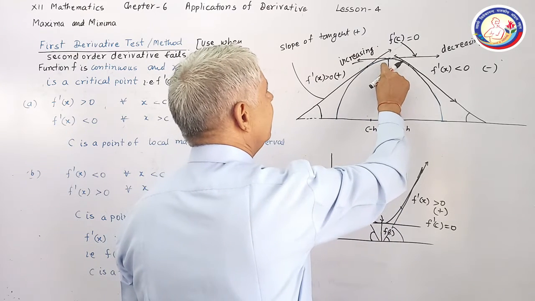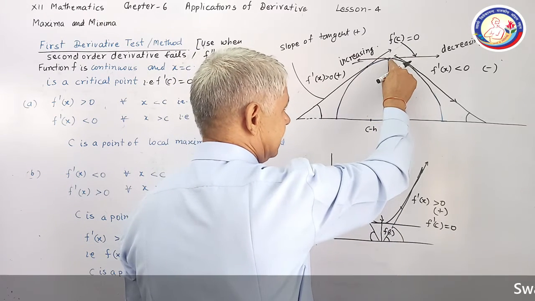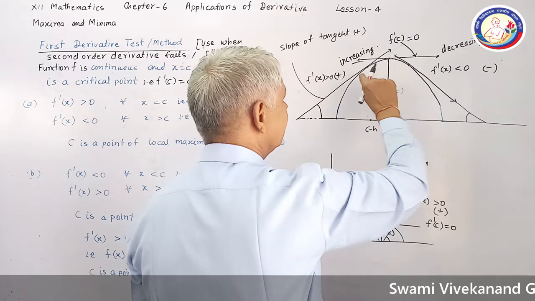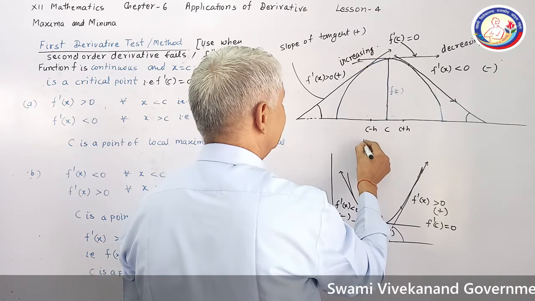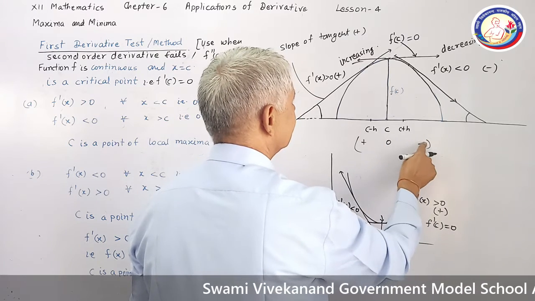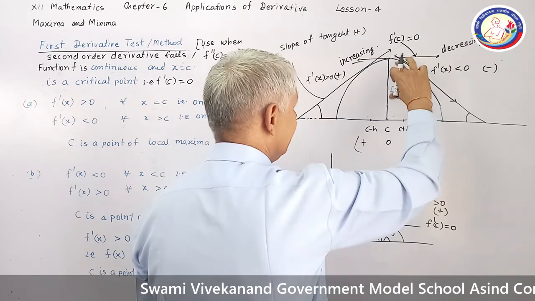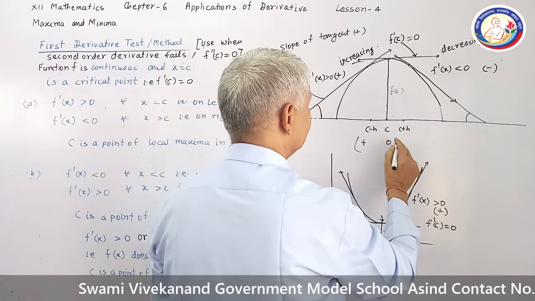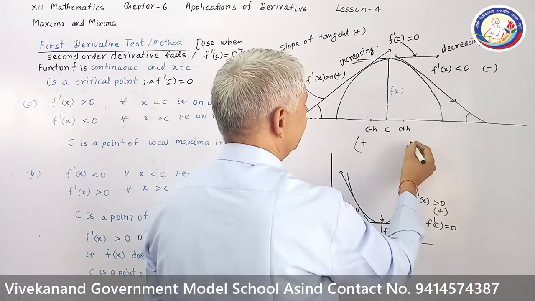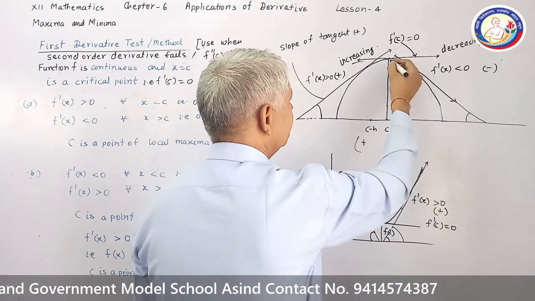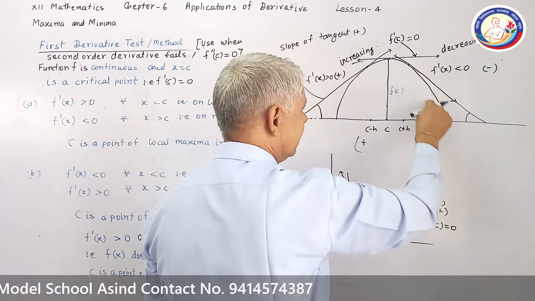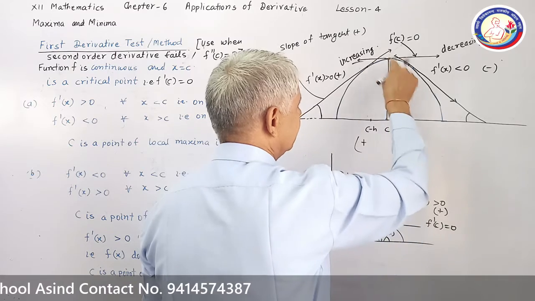So first it is increasing, and at c the slope of the tangent is 0, and then the slope is negative. So the slope changes first positive, then 0, and then negative. It means the function first increases, the value becomes maximum here, and at c the slope of the tangent is 0, and then it will decrease. So it is a point of maximum. Increasing, increasing, and then decreasing after c. So c is a point of maxima.